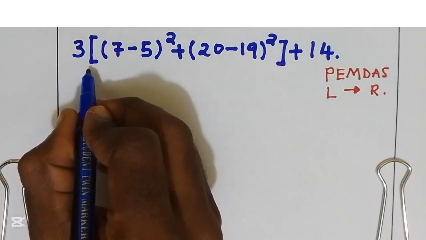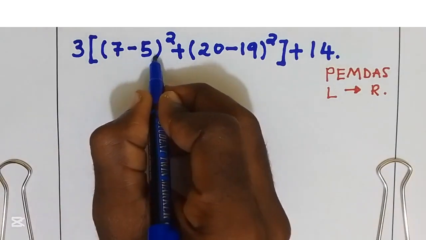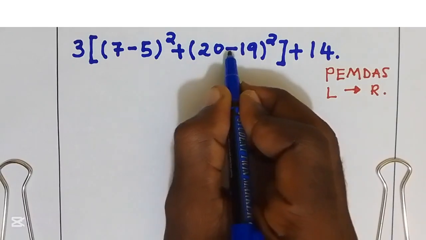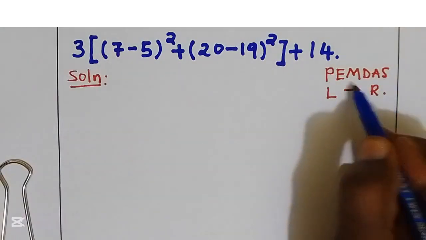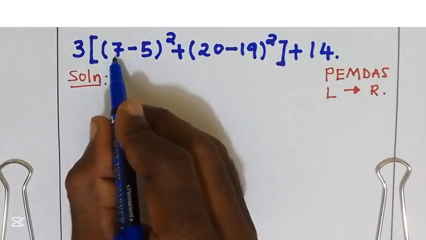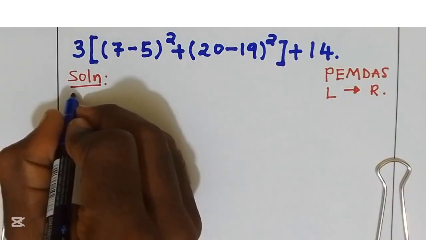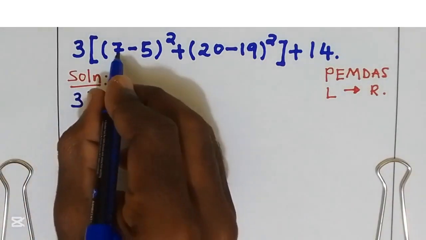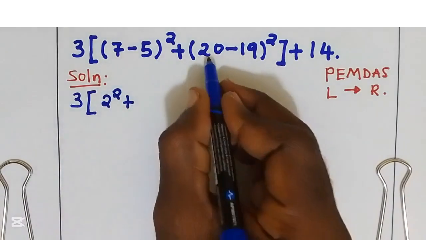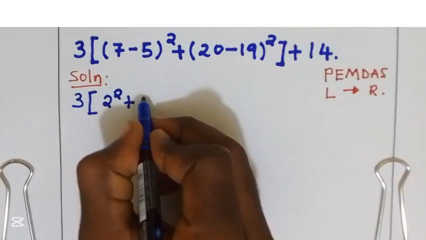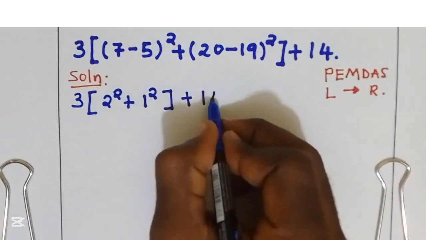Let's do question number 2. We have 3, in the parentheses, 7 minus 5, squared, plus, in the parentheses, 20 minus 19, squared, in the bracket, plus 14. According to PEMDAS, we are going to start with parentheses, where I'm going to work on 7 minus 5 and 20 minus 19. 7 minus 5, we get 2 squared, plus 20 minus 19, we get 1 squared, in the bracket, then I'm going to add 14.